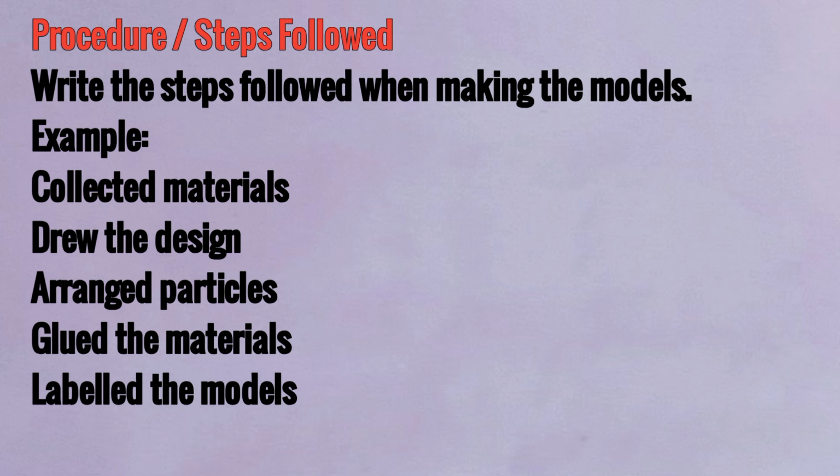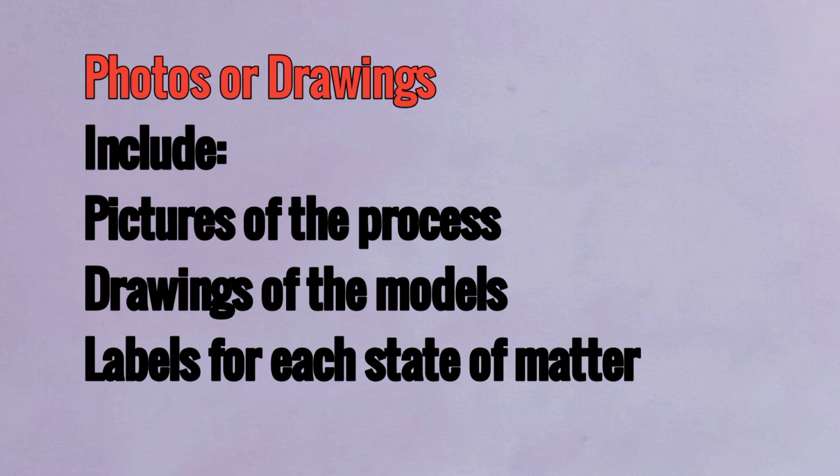There, they are going to write the steps followed when making the model. For example, they can start by collecting materials, drawing the design, gluing the materials, and labeling the models. Then they can talk about presenting in front of the peers or in front of the class. Then after that, on the next page, let them talk about photos or drawings. So here they are going to include pictures of the process, a drawing of the model, labels for each state of matter under that part of the photos or drawings.